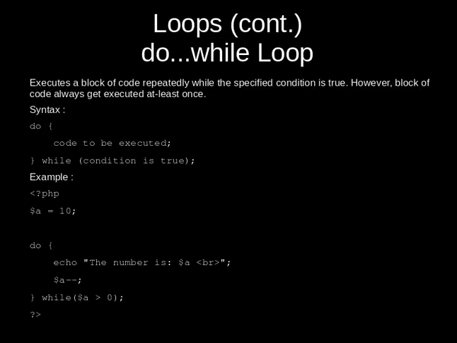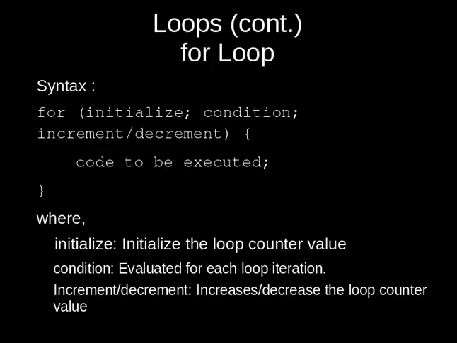The syntax is: do, block, while, and a condition over there. For loop. The for loop has a syntax that specifies for, which contains three arguments: initialize, condition, increment or decrement. Within this block, you write the code that is to be executed, and it executes repeatedly until the condition is no longer true.